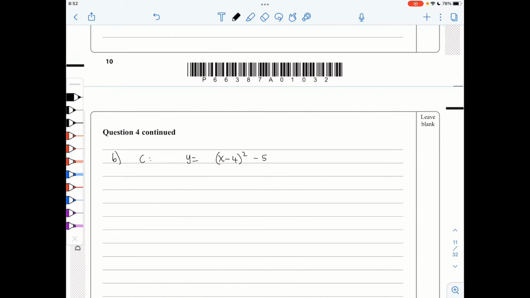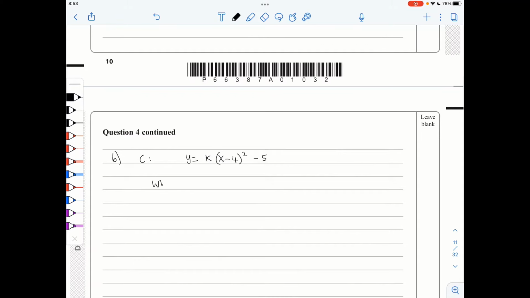I'm gonna put a k. So up to now, I have made sure that the minimum point is indeed at (4, -5). I'm gonna use the fact that I pass through (-2, 13) as well.